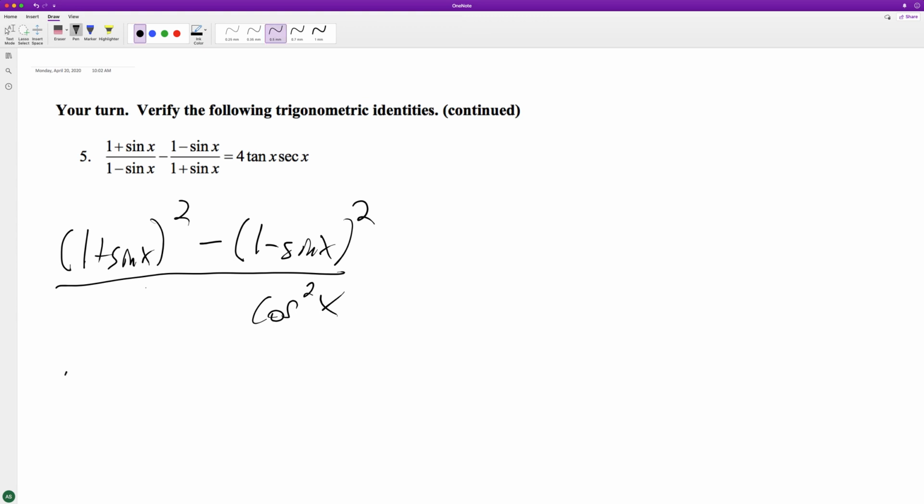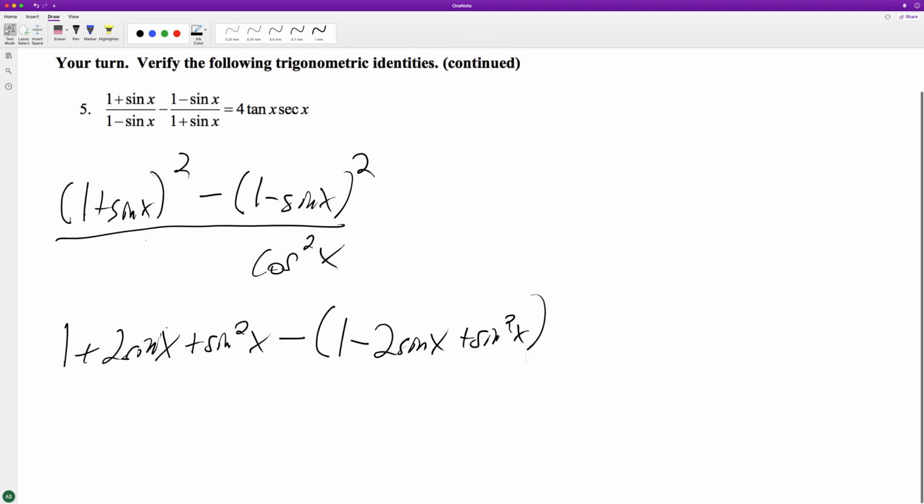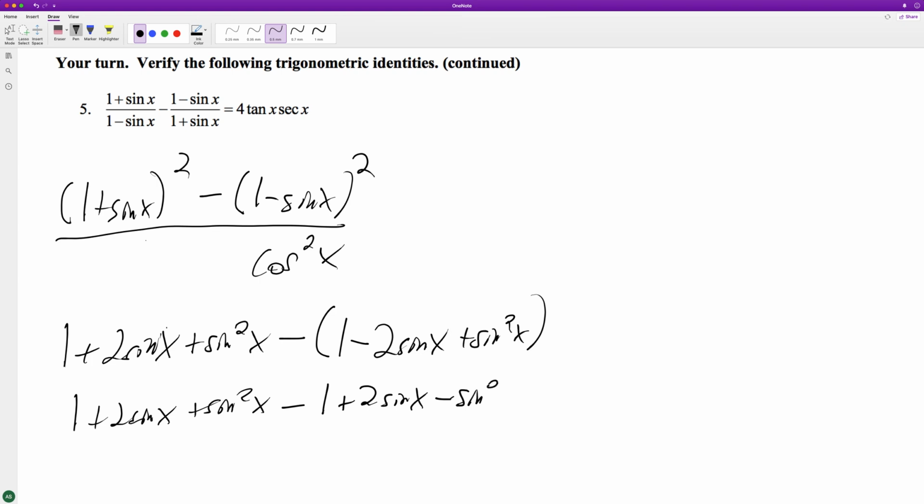So we end up with 1 plus 2 sine of x plus sine squared of x minus quantity 1 minus 2 sine of x plus sine squared of x. And I'll leave the denominator out for now. We'll get to that later. Distribute the minus sign. So 1 plus 2 sine of x plus sine squared of x minus 1 plus 2 sine of x minus sine squared of x.